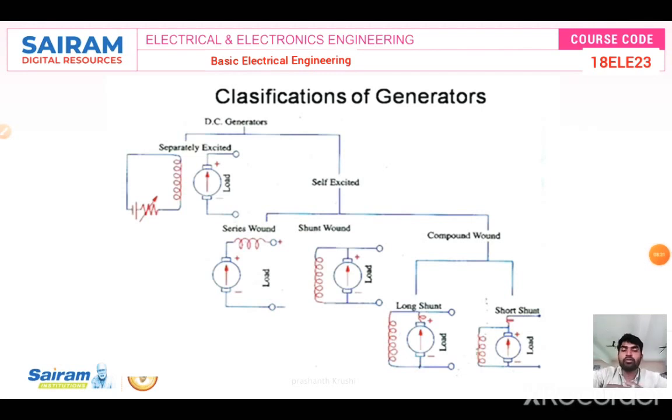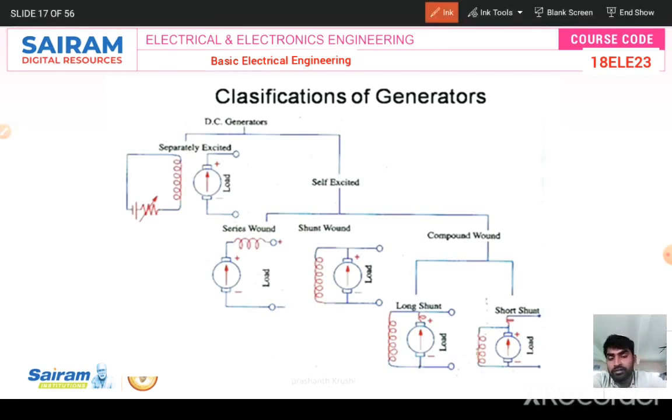In the separately excited DC generator, the field winding is separate from the armature, and a separate DC supply is required for exciting the field winding. Next, the self-excited DC generator. In that we have series wound, shunt wound, and compound wound. Whatever EMF and current we are generating, that itself excites the field winding, the field magnets. That is called a self-excited DC generator.